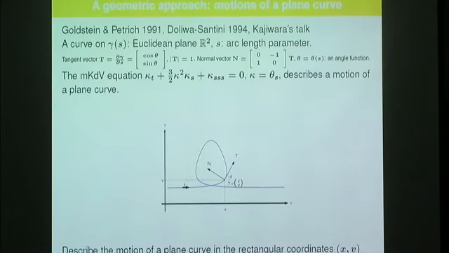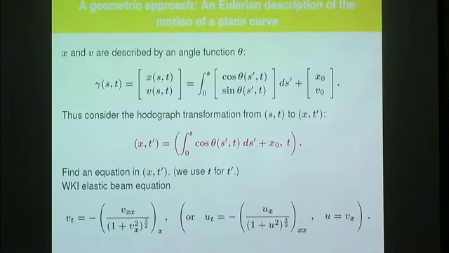Kajiwara-san, on Wednesday, talked about the motion of discrete curves. And he explained that the mKdV equation describes the motion of curves. But in this setting, here in the mKdV equation, what is the variable s? This variable s is the arc length parameter. So the coordinate is arc length. So now, if we change the coordinate from arc length s to x, x is the Eulerian coordinate.